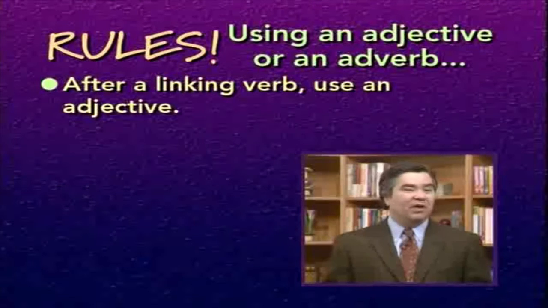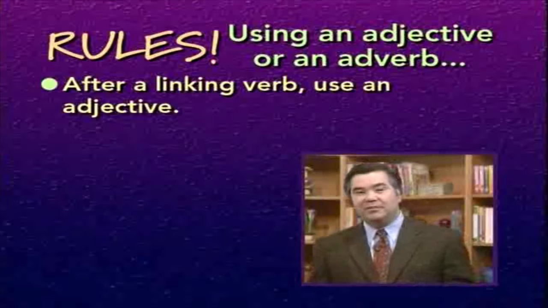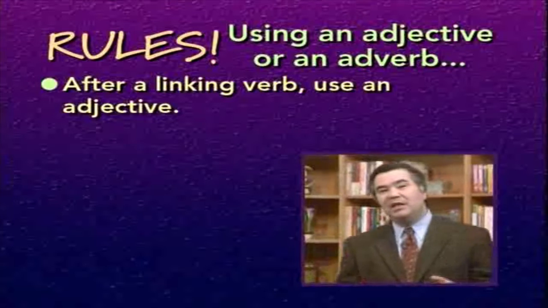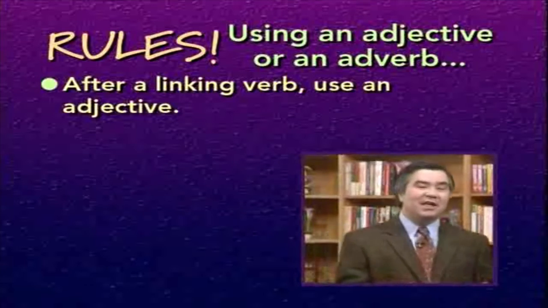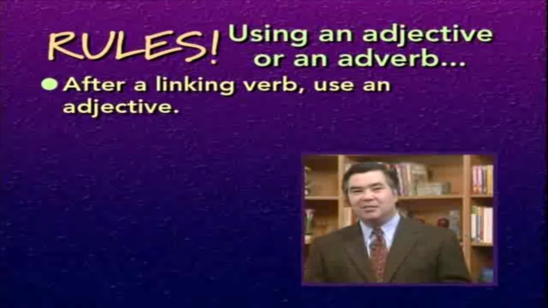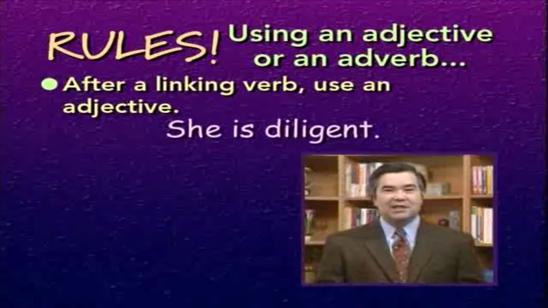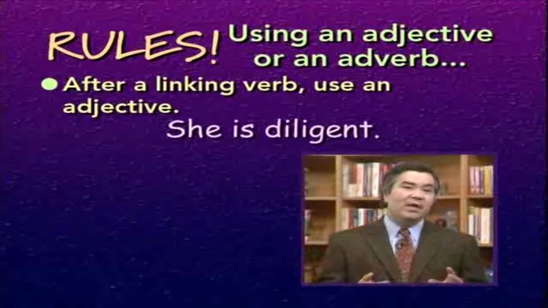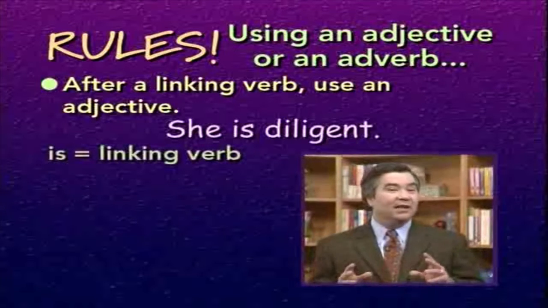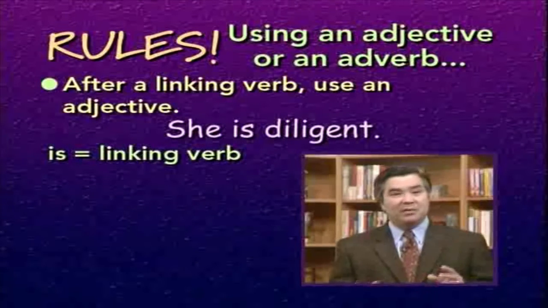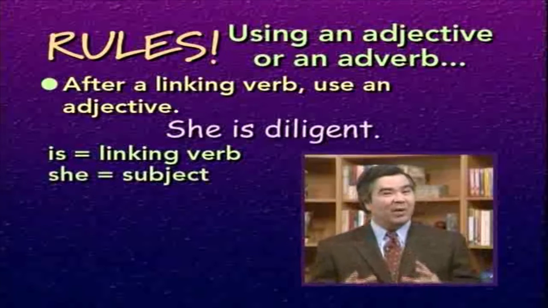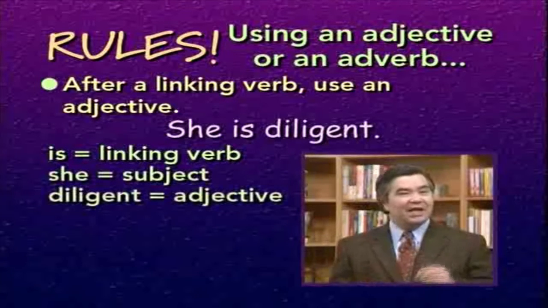After a linking verb, use an adjective. Remember that a linking verb expresses a state of being. It tells us something that the subject is rather than something that the subject does. Take a look at this sentence. She is diligent. Here we have a sentence containing the linking verb is. The subject is she, and what follows the linking verb correctly is an adjective, not an adverb.